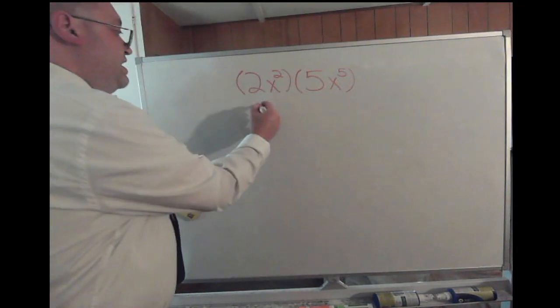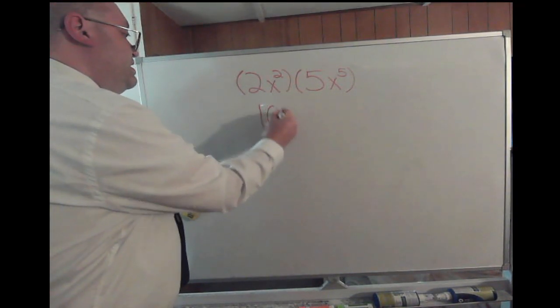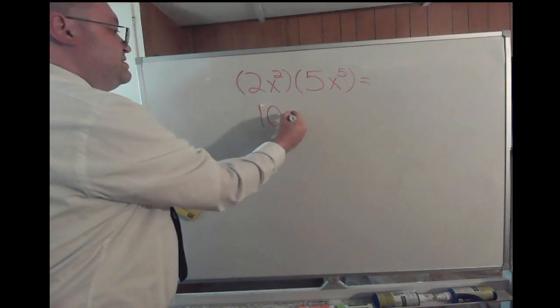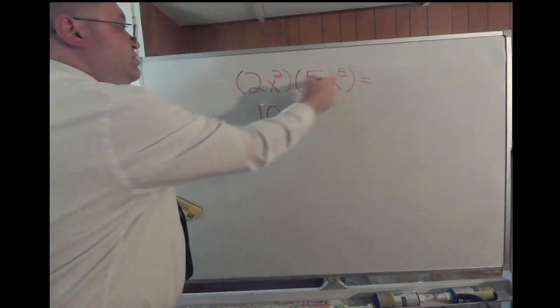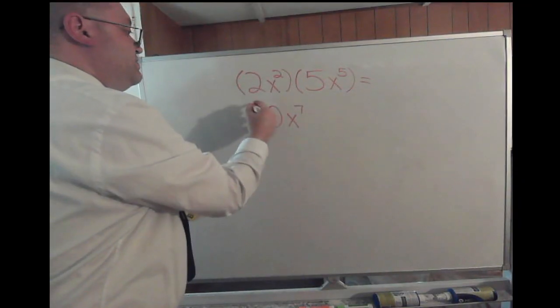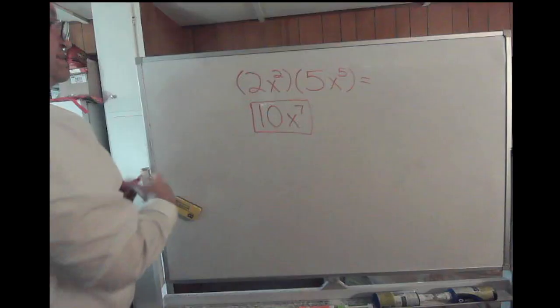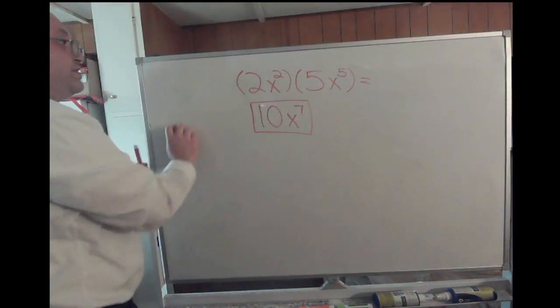So 2 times 5 is 10. You would end up getting 10. But then you take your base x and you add the power of 2 and the power of 5, you get 7. So the answer you would get would be 10x to the 7th. That's exactly what you get, 10x to the 7th.